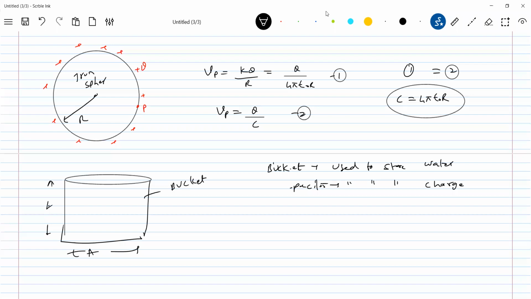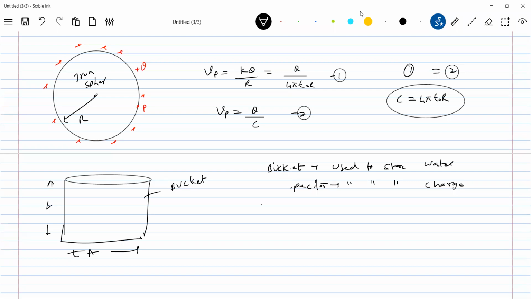The capacity of a 10 liter bucket depends upon its height, length and area of cross section, radius. Similarly, the capacitance of a spherical conductor depends on its radius. The physical dimensions will determine how much capacitance. Then, what about the potential? How do we go for potential?